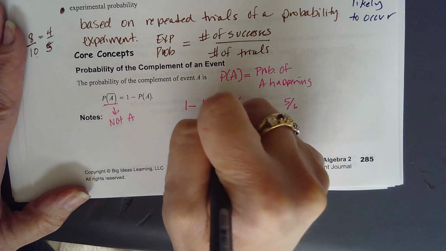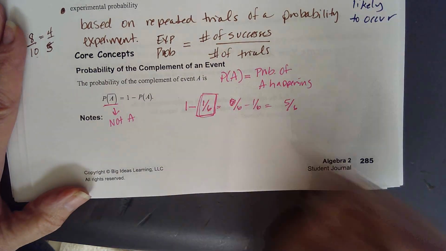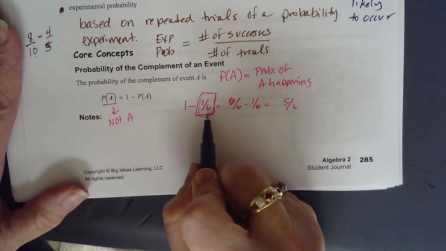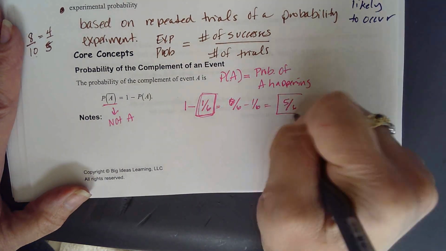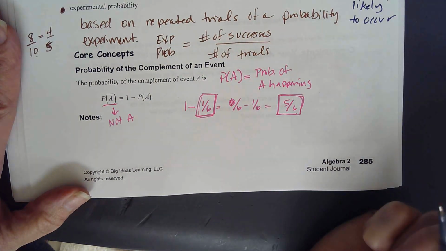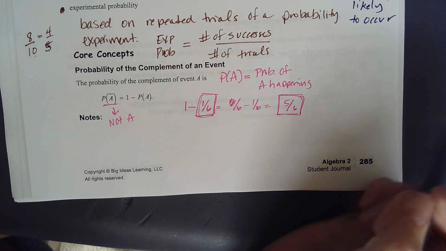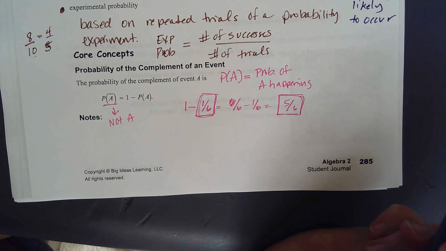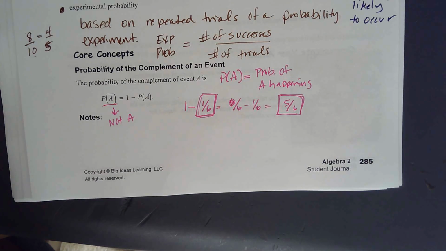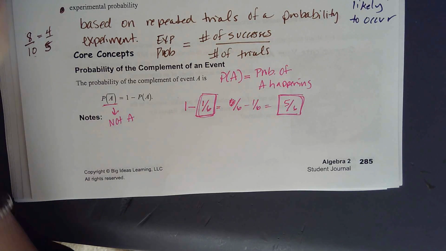So the probability of rolling a 4, which is A, would be 1/6. The probability of not rolling a 4 would be 5/6. So all you're really doing is subtracting it from kind of a whole, right? You're thinking about 100% taking away the probability of something occurring. So let's take a look at a couple examples.